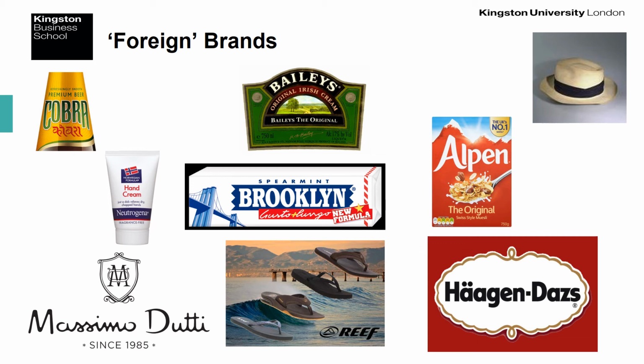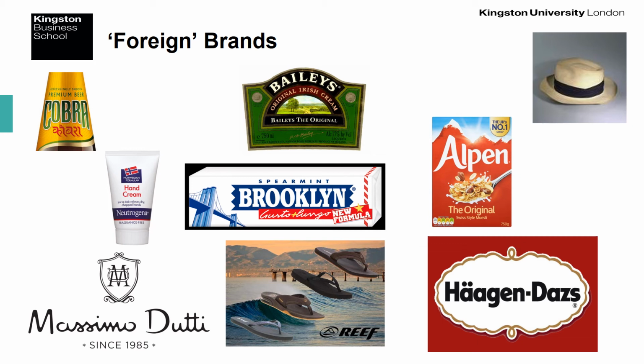Häagen-Dazs is not some Scandinavian or Swiss or Central European ice cream brand. It's a completely made up name from the United States. Neutrogena is based in California, and Massimo Dutti is a brand of Inditex, the Spanish fashion company. Cobra beer is British. Bailey's Irish cream isn't Irish. Alpen isn't from the Swiss Alps, it's from the UK. And the Panama hat actually isn't from Panama, that is also from the UK.